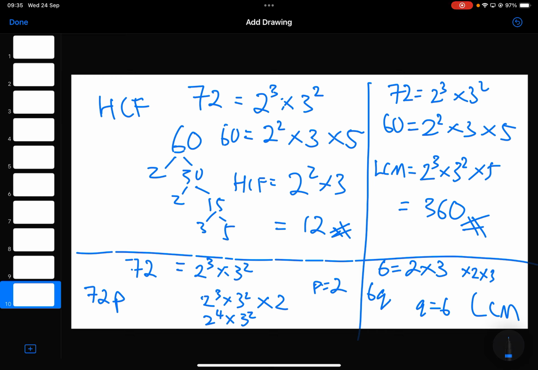Okay, so how much I multiply by depends on which prime factors don't have even power. Then I have to make them even power. But this one is usually the last mark of the question. If you cannot get it now, practice a few more times. By the time you are in Sec 4, you should be able to get it. This is one of the hardest parts of this question.